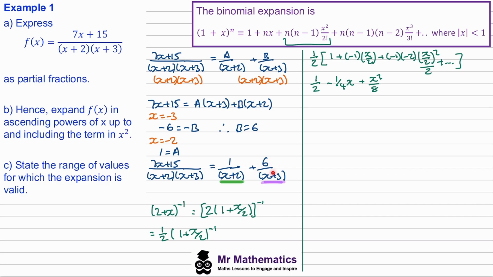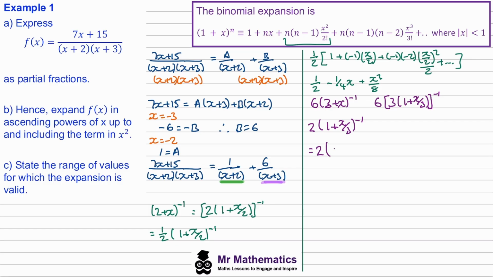If we look at our second fraction, we'll bring this denominator to the top. So we've got 6 multiplied by 3 plus x to the -1. We need to factor out this 3. So we have the 1 term. And then we'll multiply out this -1 power. And when you multiply the 6 by the 1/3, we'll get 2. So we'll have two lots of 1 plus x over 3 to the negative 1. And then we can expand this out using the expansion here.